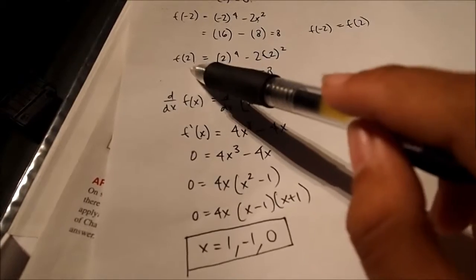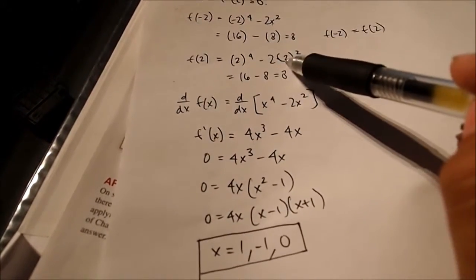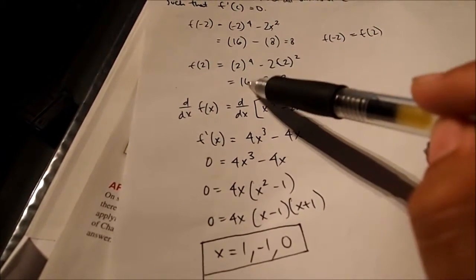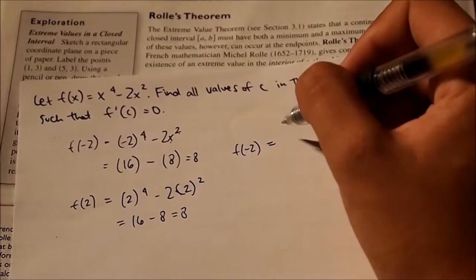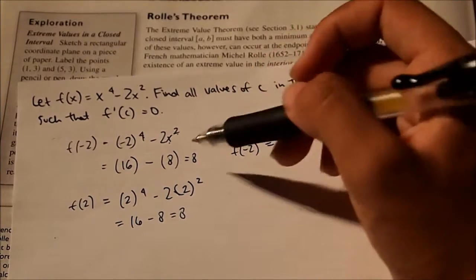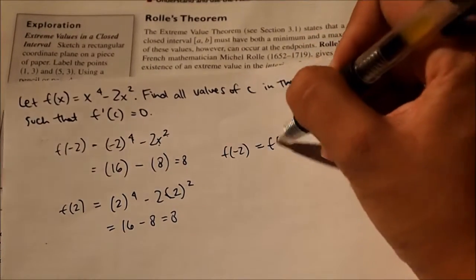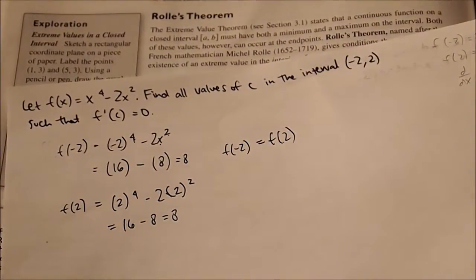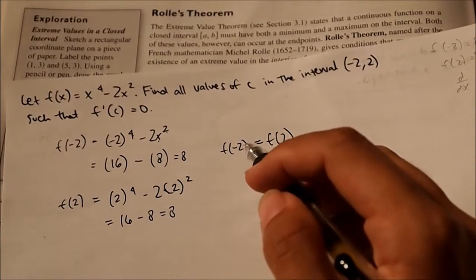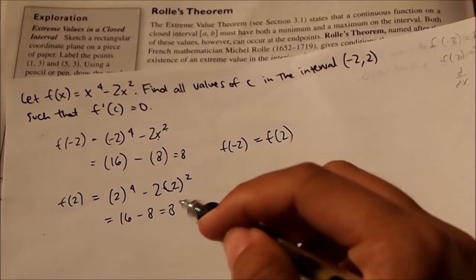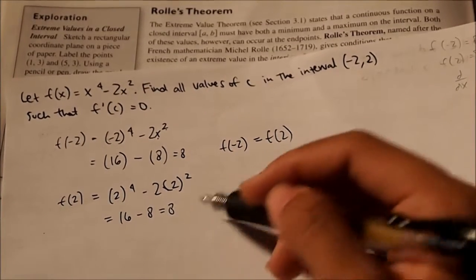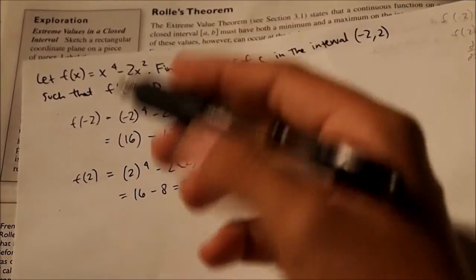So then f of 2 is equal to 2 to the 4th minus 2 times 2 squared, which is equal to 16 minus 8, which is equal to 8. Okay, so f of -2 is equal to f of 2. So Rolle's theorem can apply because the y values are equal to each other. So then the next step is to use implicit differentiation on this equation.